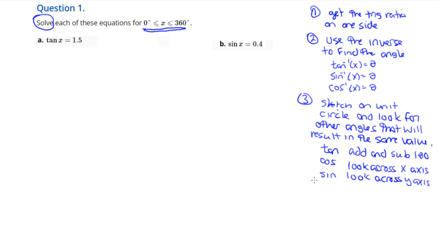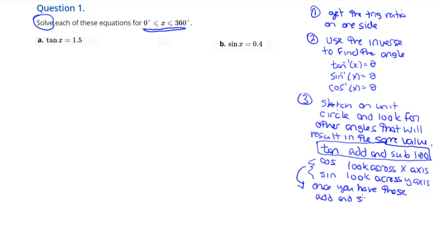Sine and cosine, well, we're going to look across the x-axis for another cosine, and we're going to look across the y-axis for another sine. That'll give us another angle that'll match. And then we're going to add and subtract 360 degrees to those angles to find other angles that are still within the range. So in this case, our range isn't very big. It's only from 0 to 360.